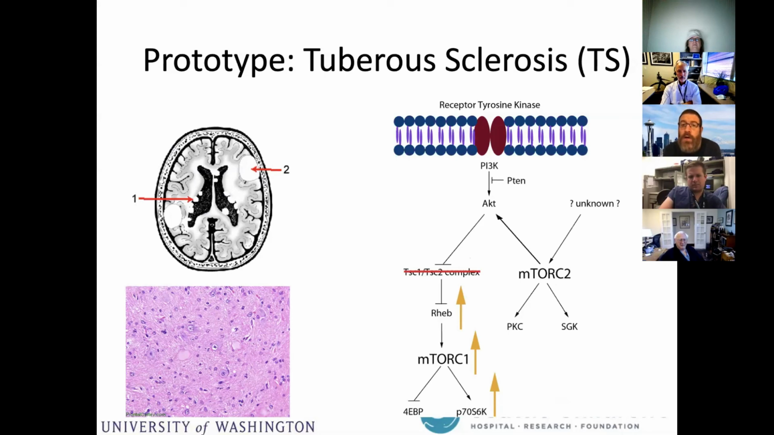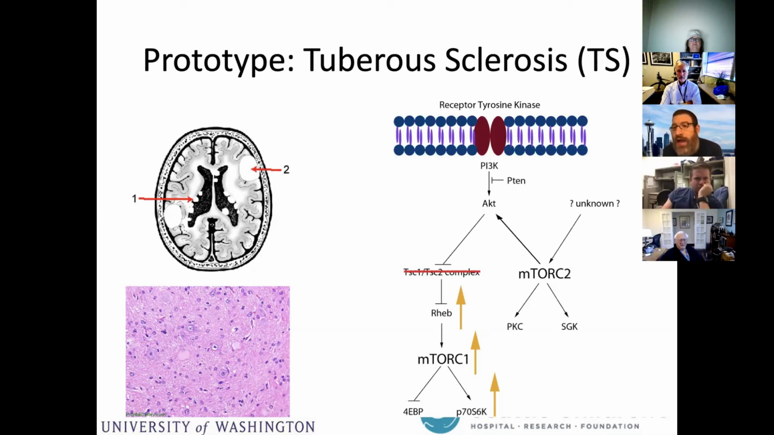Now, we all are familiar with TS as a clinical entity: cortical tubers, subependymal nodules, greater than 80% of children having catastrophic refractory epilepsy and intellectual disability, and of course subependymal giant cell astrocytomas that can present with hydrocephalus and sometimes require surgery. The fundamental molecular disruption that occurs in TS is at the level of TSC1, TSC2.